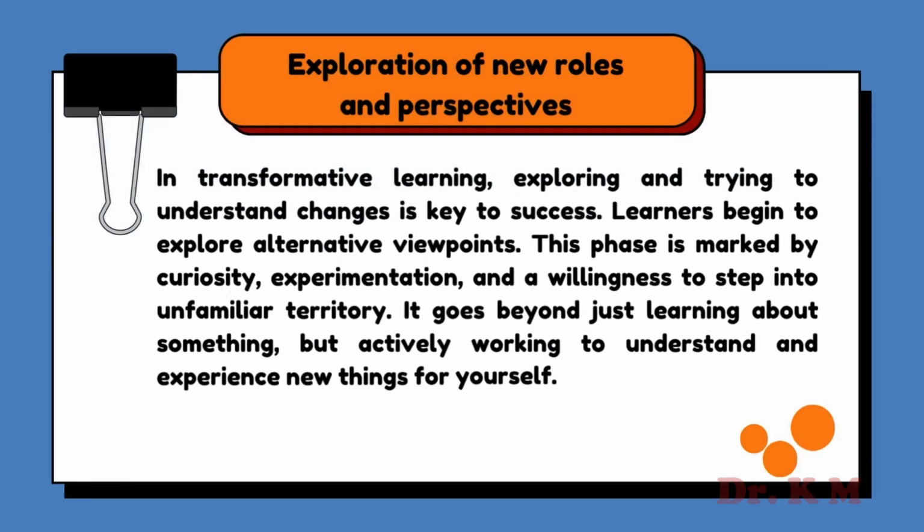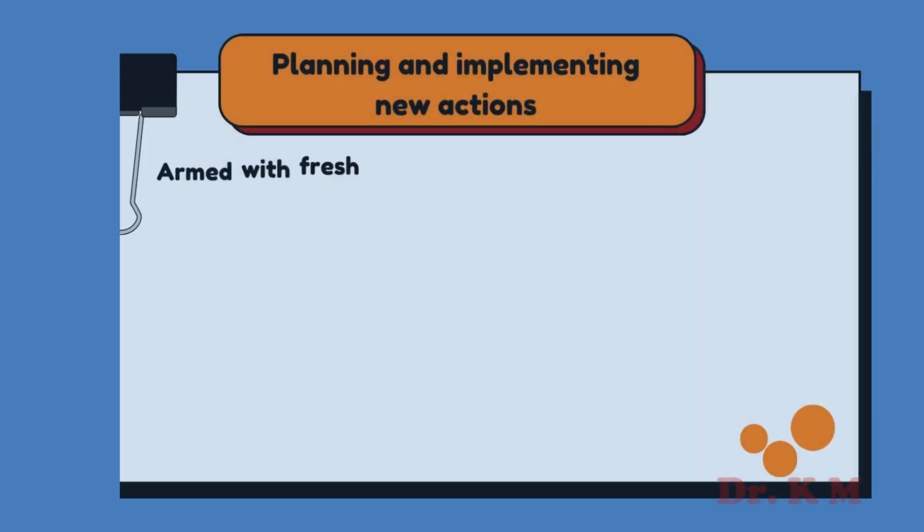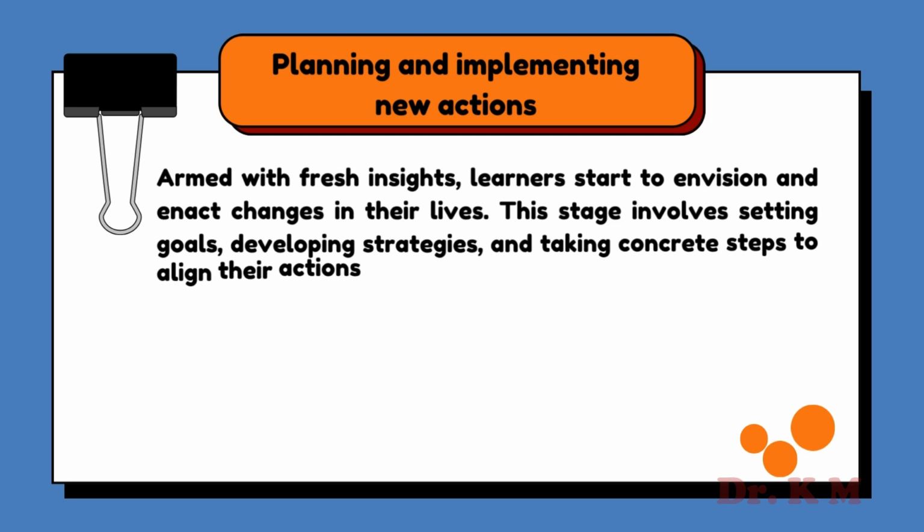In transformative learning, exploring and trying to understand changes is key to success. Learners begin to explore alternative viewpoints. This phase is marked by curiosity, experimentation, and a willingness to step into unfamiliar territory. It goes beyond just learning about something, but actively working to understand and experience new things for yourself, planning and implementing new actions.